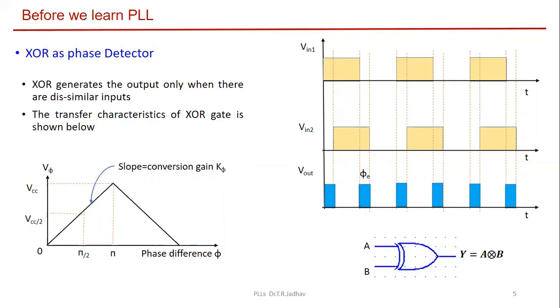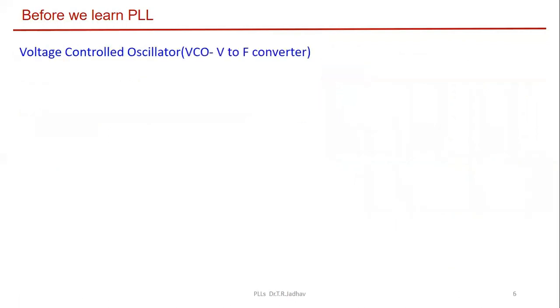So let us move on to the next concept, which is also very essential and very important. Voltage controlled oscillator. Popularly, it is abbreviated as VCO. Now, when we see the block diagram of PLL, there you will find this VCO as an integral part of PLL.